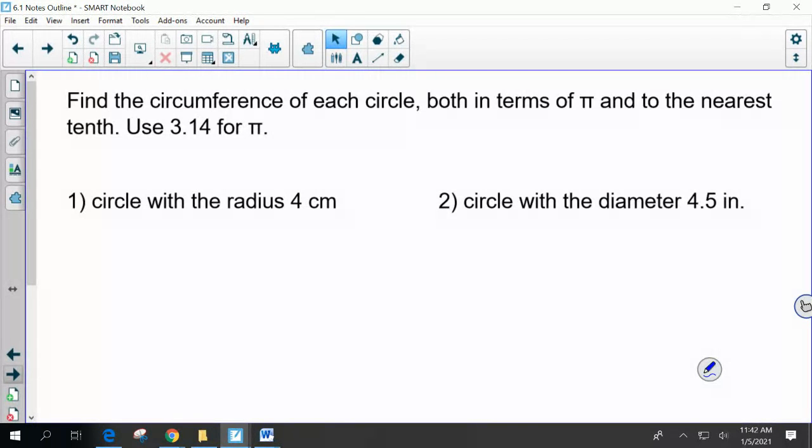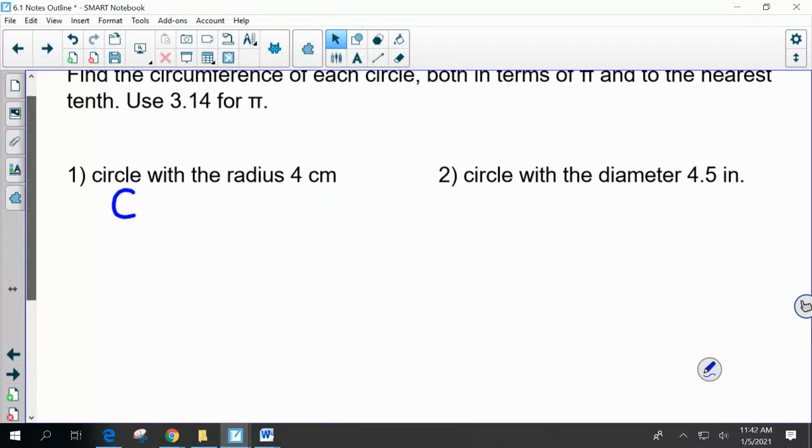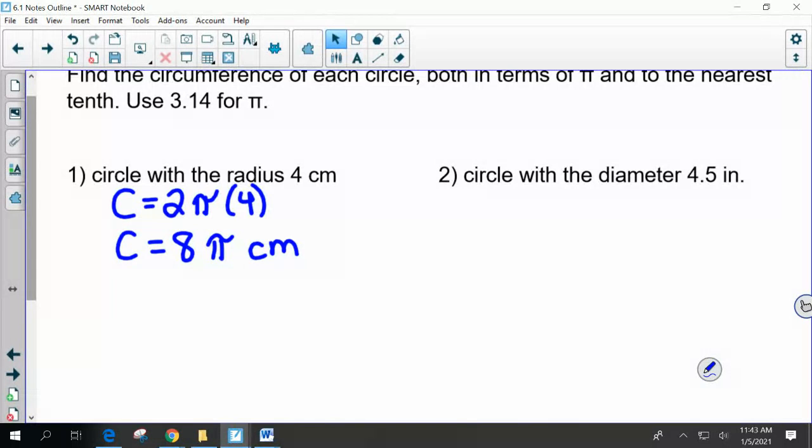So for the first problem, I have a circle with a radius of 4. So for my first circumference formula, I'm going to use 2 pi r. So 2 times pi times 4. And my first answer, I'm leaving that in terms of pi. So 2 times 4 is all I have to do first, which is 8. So C equals 8 pi. And then I'm going to put my label. So this is centimeters. So 8 pi centimeters. So this is my first answer.